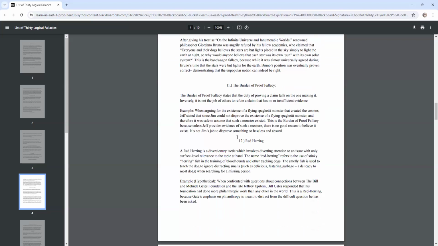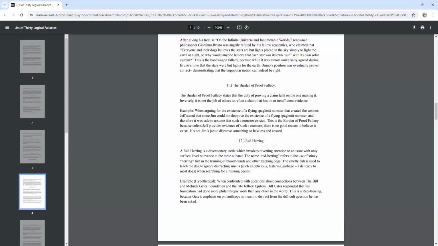Number 11 is the burden of proof fallacy. The burden of proof fallacy states that the duty of proving a claim falls on the one making it. Inversely, it is not the job of others to refute a claim that has little or no sufficient evidence. Okay, so there's actually a really great example that was created to demonstrate this point. It's called the flying spaghetti monster.